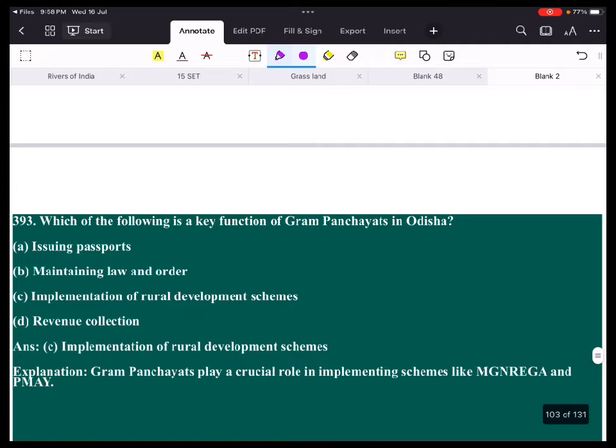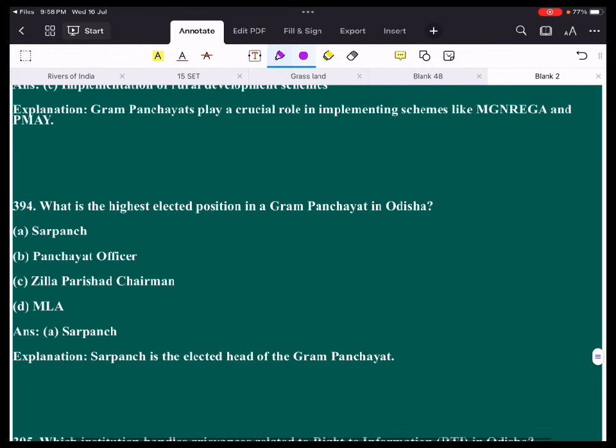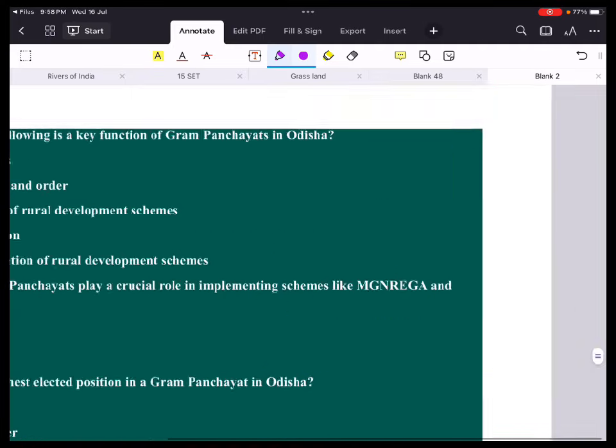Which of the following is the key function of Gram Panchayat in Odisha? That is option C, implementation of rural development schemes. What is the highest elected position in a Gram Panchayat in Odisha? That is option A, Sarpanch. Sarpanch is the elected head of the Gram Panchayat.